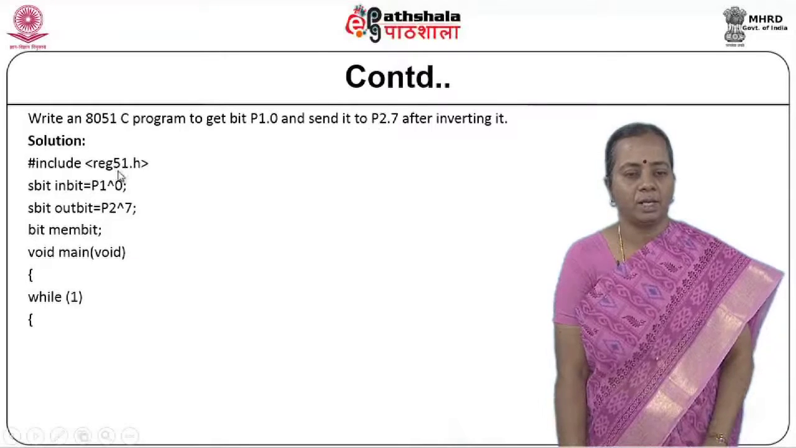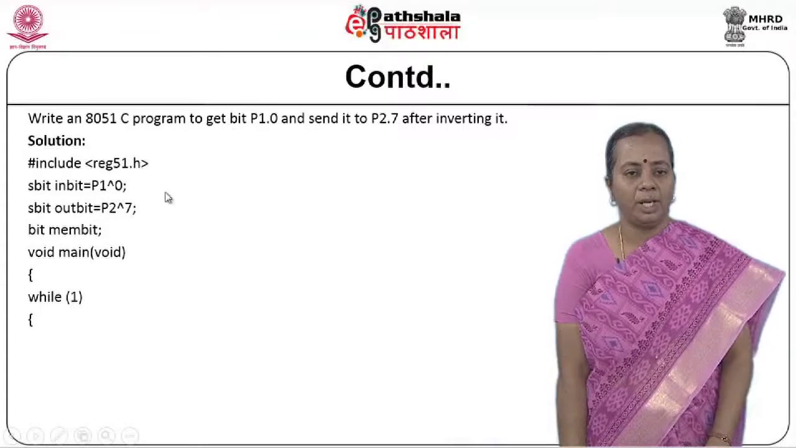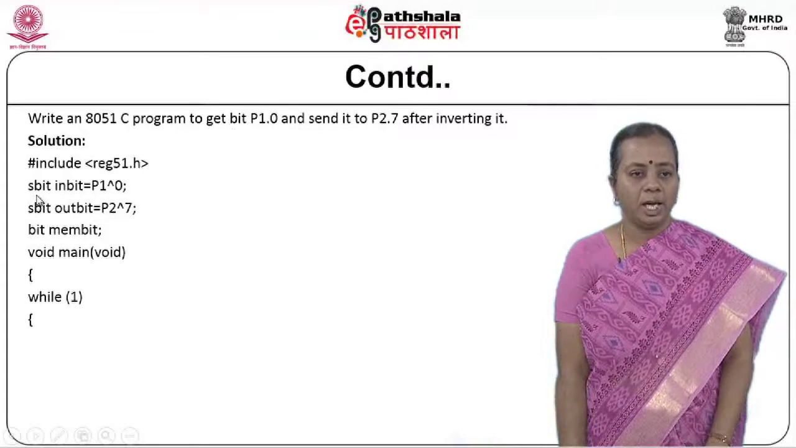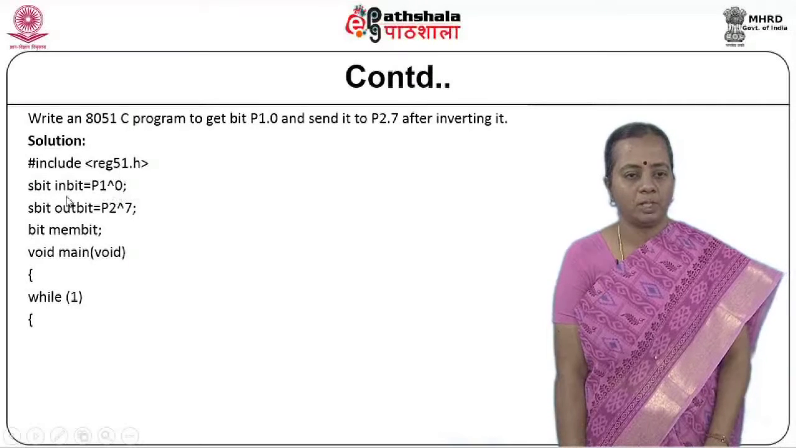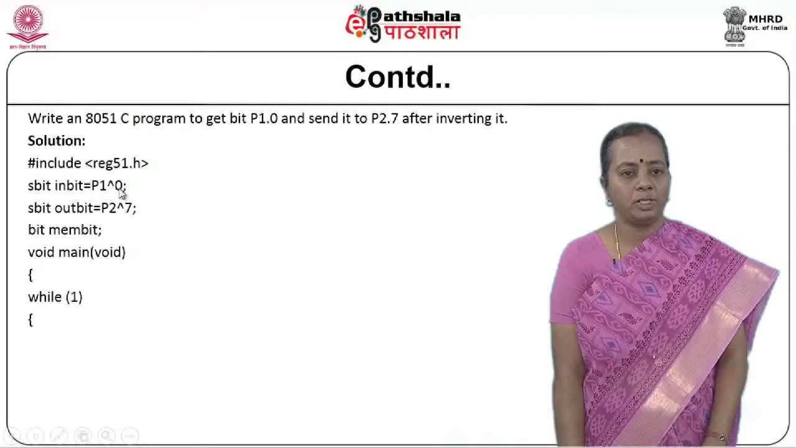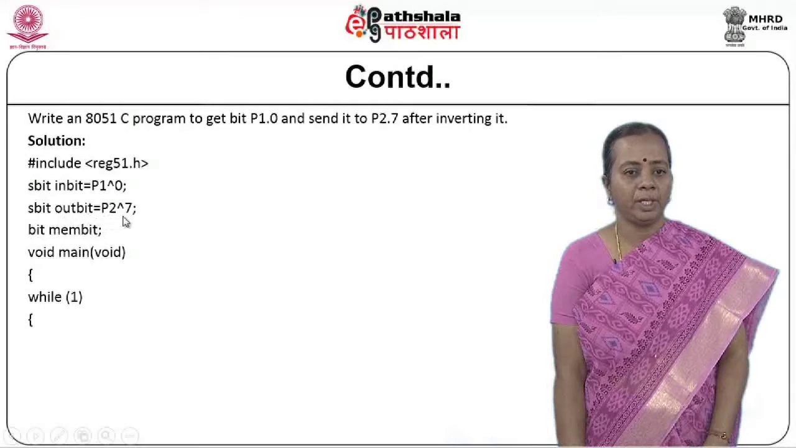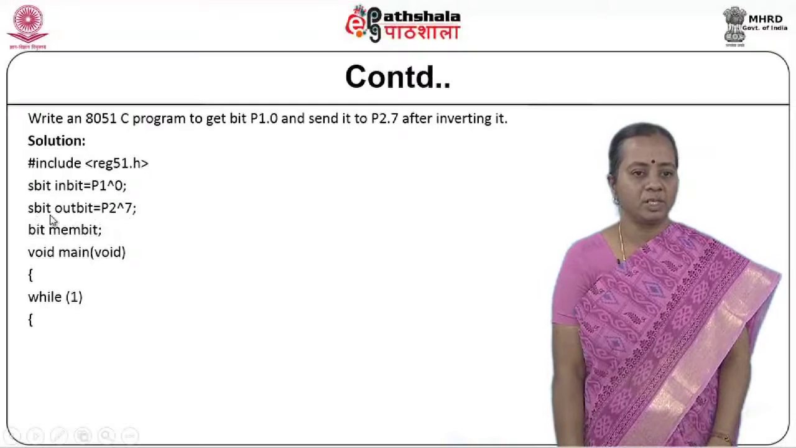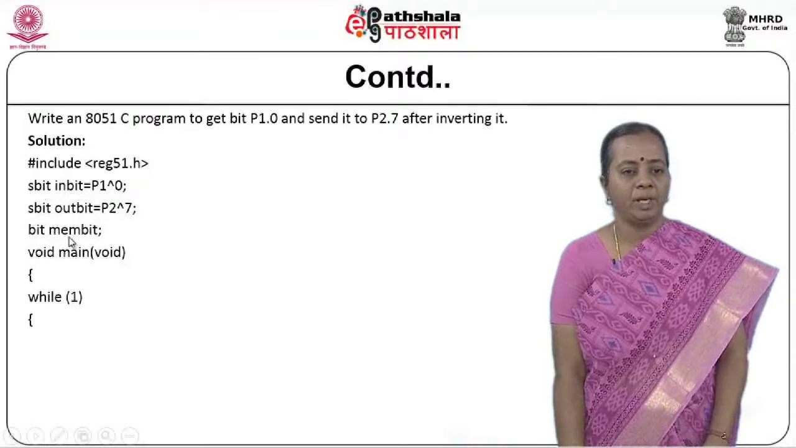So, you just see that when I wanted to access this particular pin, I will be in a position to declare it as sbit: in bit is equal to P1 ^ 0, which says that P1.0 is given the name in bit, and this is of the data type sbit. That is the way P2.7 is also given as out bit, and it is of the type special function register bit. So, sbit is the keyword with which these two are getting declared. And the bit variable is mem bit.